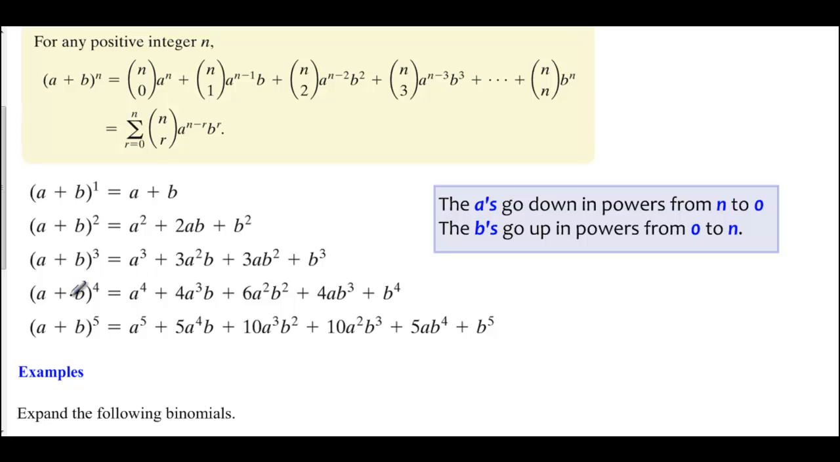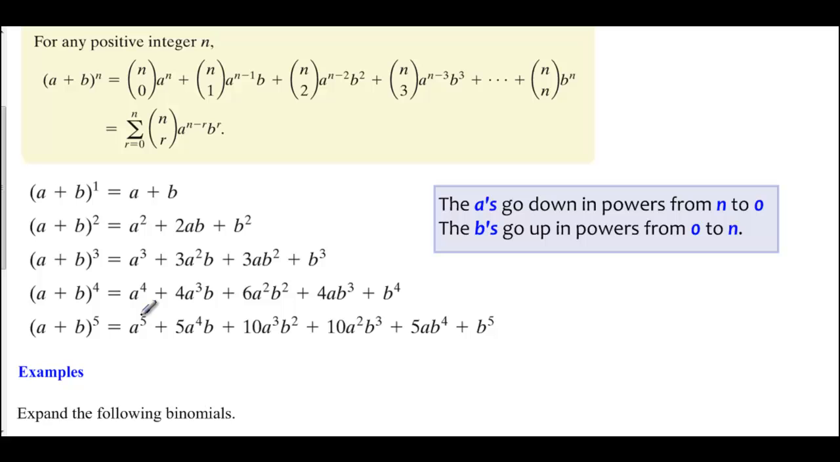So here we have everything worked out for a plus b to the first, second, third, fourth, fifth. And again, that's just going through and giving you the examples. The a's are going to be decreasing in power, starting with the fifth, because that's what power we have here. So there's your 5, 4, 3, 2, 1. And then technically there's a 0, but we wouldn't write it. And the b's are going to increase: 0, 1, 2, 3, 4, 5.